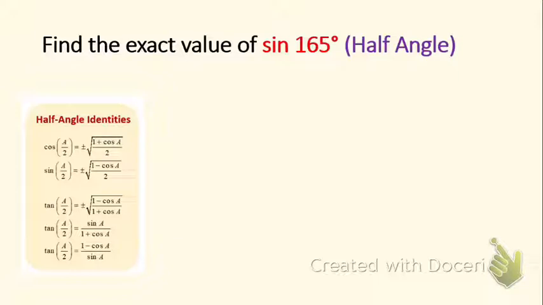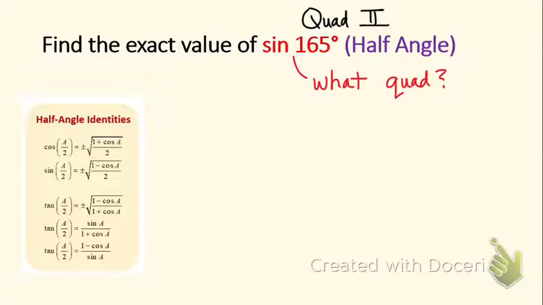So the first question is, what quadrant is this in? 165. Okay, so this is in quadrant 2. Do you agree? 165 degrees is in between 90 and 180. Is sine positive or negative in quadrant 2? Positive, okay. So I'm going to write that down so I know I'm in quadrant 2, and I also know that sine is positive.